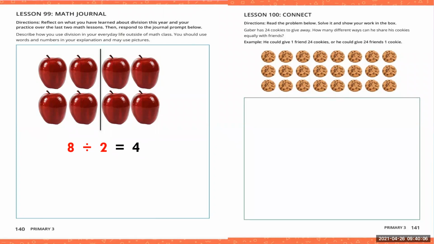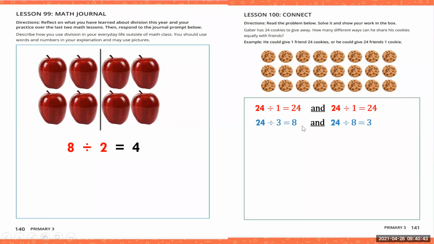How can I divide 24? 24 divided by what? The first, 24 divided by 1. I can divide 24 by 1. 24 divided by 1 will give me 24. Also, 24 divided by 24 will give me 1.